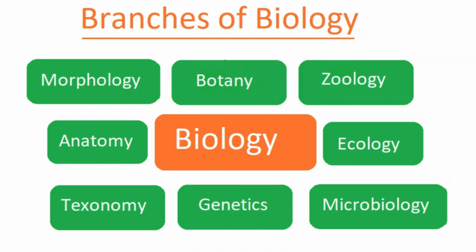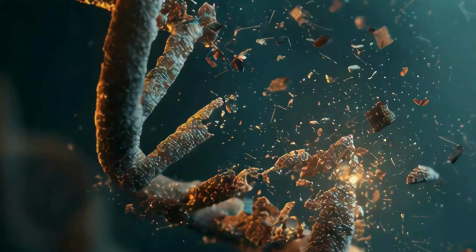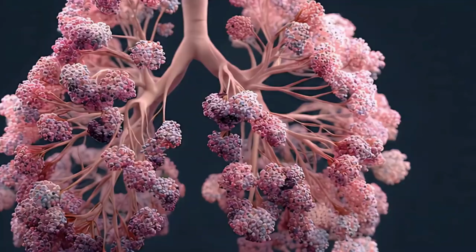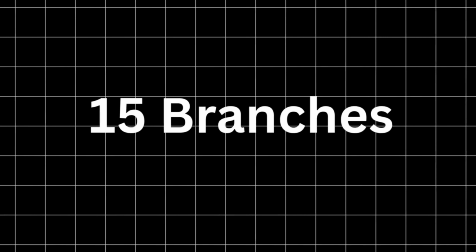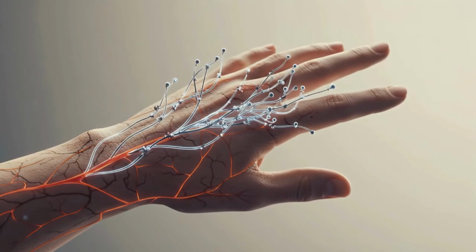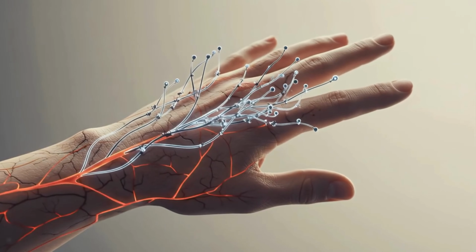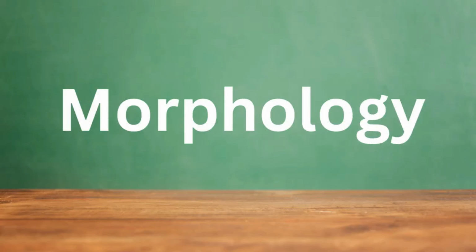To understand life more clearly, biology is further divided into different branches, each focusing on a specific aspect of living organisms. In this video, we will study 15 important branches of biology, each helping us explore life in a more detailed and organized way. The first branch we encounter is morphology.